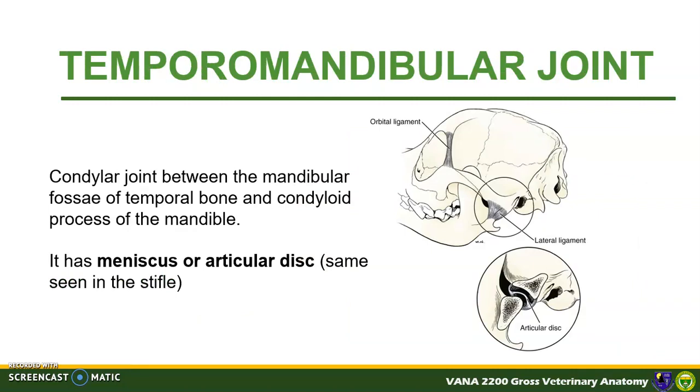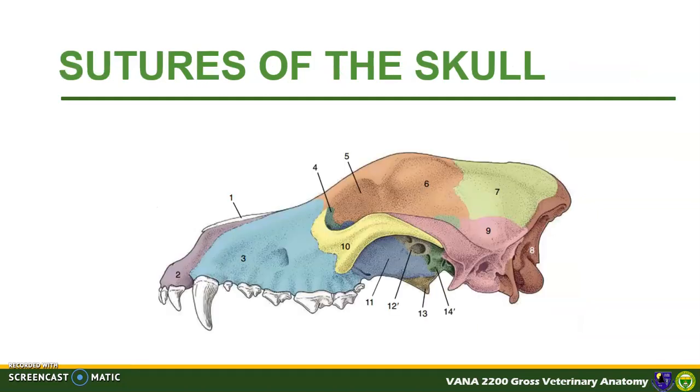After finishing the joints of the appendicular skeleton, let us now discuss the major joints of the axial skeleton. To begin with, temporomandibular joint is a condylar joint between the mandibular fossa of the temporal bone and the condyloid process of the mandible. This joint has a meniscus or articular disc. As we recall, the skull is composed of several flat bones. Each bone is fused together by a fibrous joint called sutures.